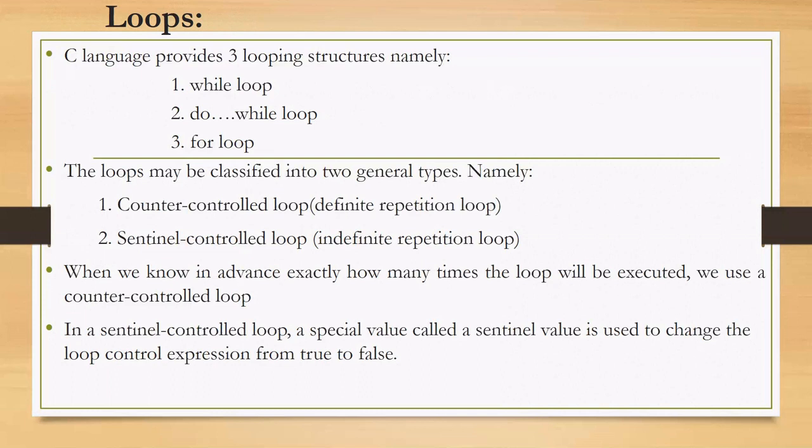That kind of definite repetition loop will come under the counter controlled loop, where you know exactly how many times this statement should get executed. We know the exact number of times the same loop will get executed. We call it a counter controlled loop. And one more is the sentinel controlled loop, where the number of repetitions is indefinite. Some loops are indefinite, so they are used to change the loop control expression from true to false.